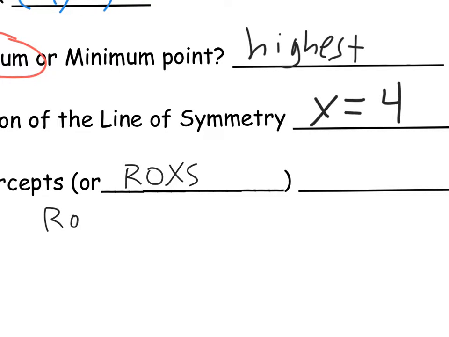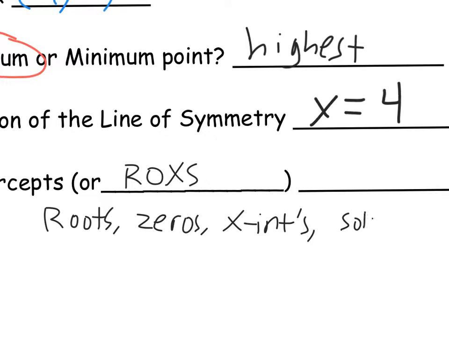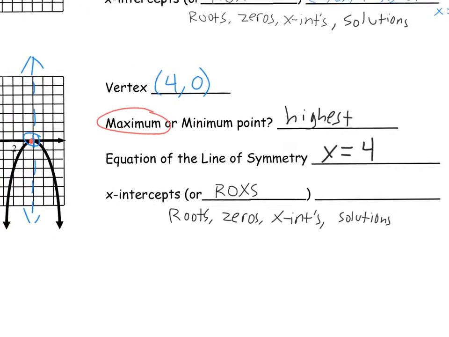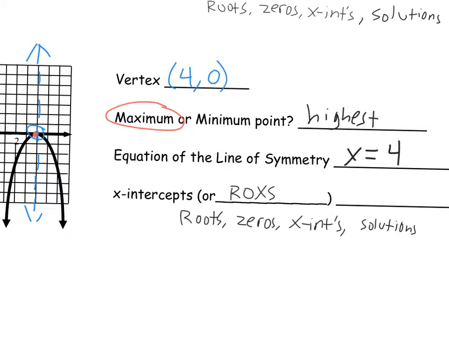You better believe we are going to label our roots. That stands for roots, zeros, x-intercepts, and solutions. As Noah said earlier, there's actually only going to be one root or one zero. Why? Because there's only one point touching the x-axis. There's only one time where it crosses the x-axis, right?